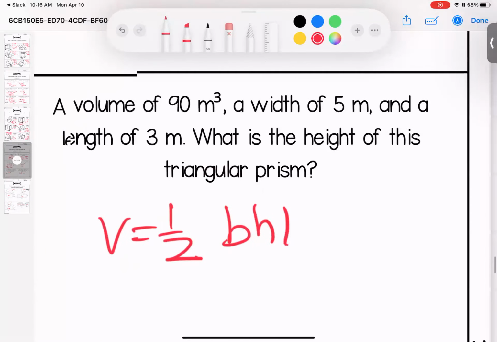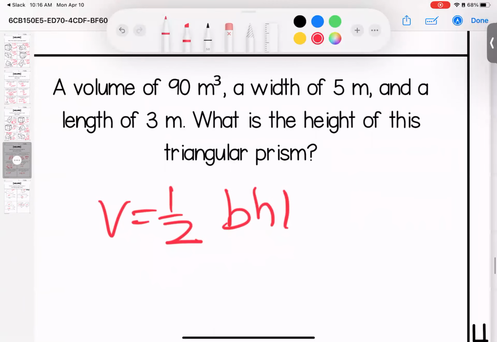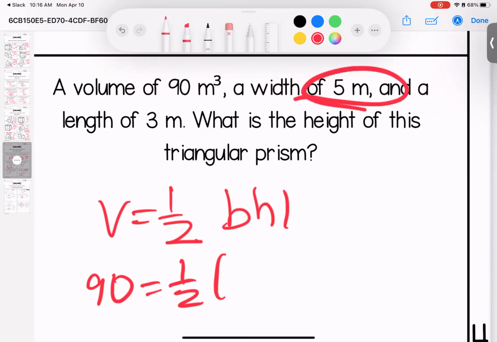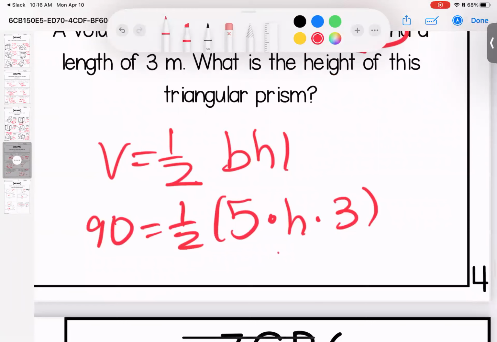Coming down here, we have a volume of 90, which we get from 1/2 times a base, a height, actually, not unknown. Here it is. Our base is 5 times an unknown height times a length of 3. 5 times 3 is 15. If I take 1/2 of 15, I get 7.5.